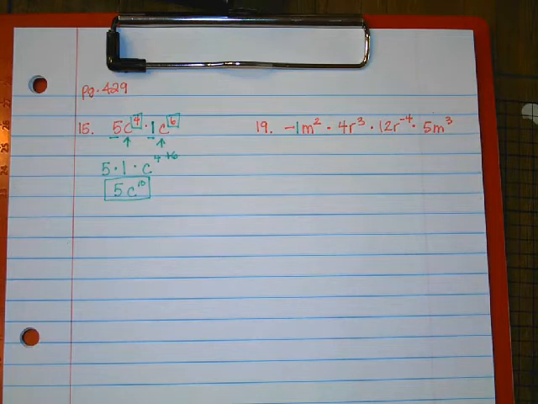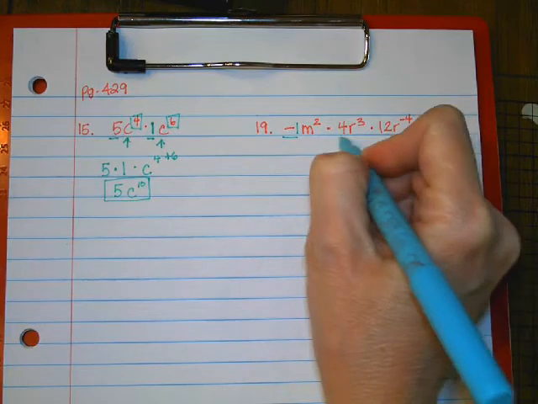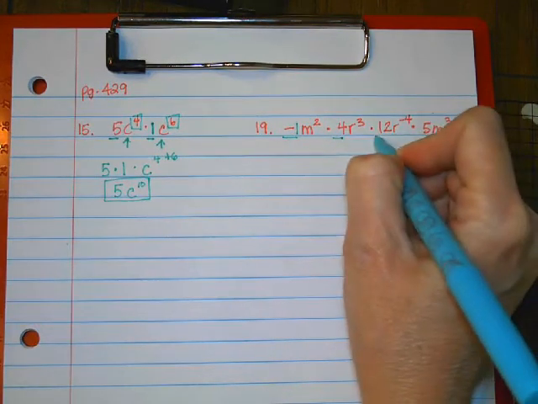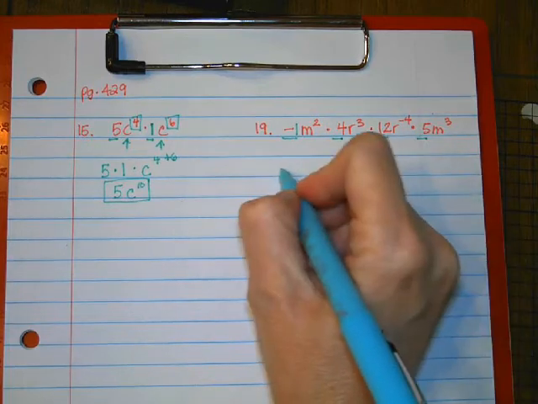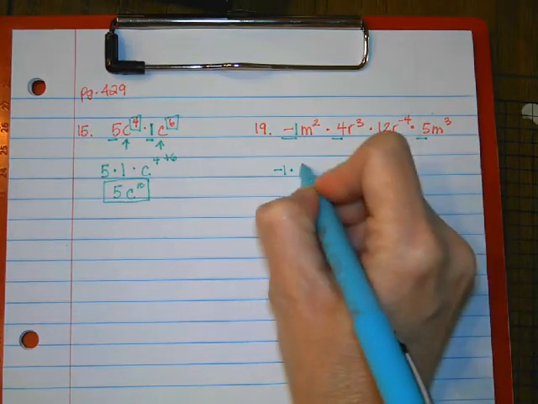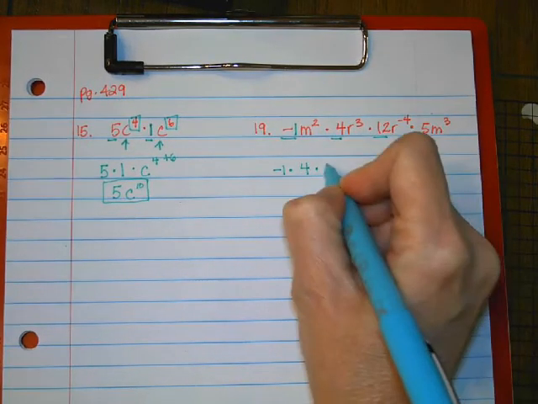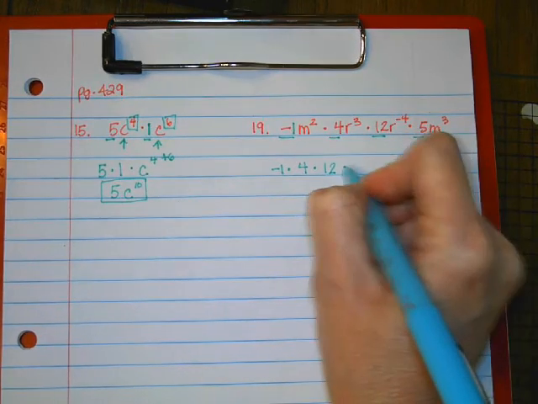So Ethan, what are my coefficients? Beautiful. Negative 1, 4, 12, 5. So I'm going to write those down. Negative 1 times 4 times 12 times 5.